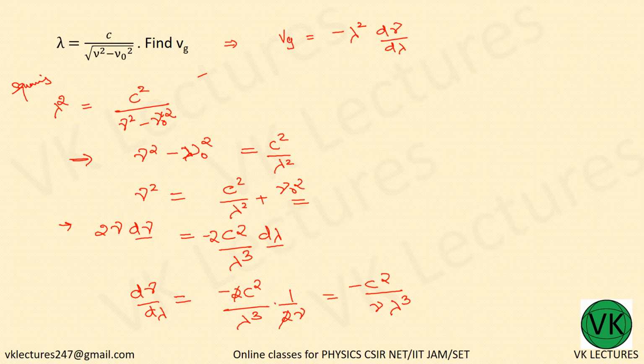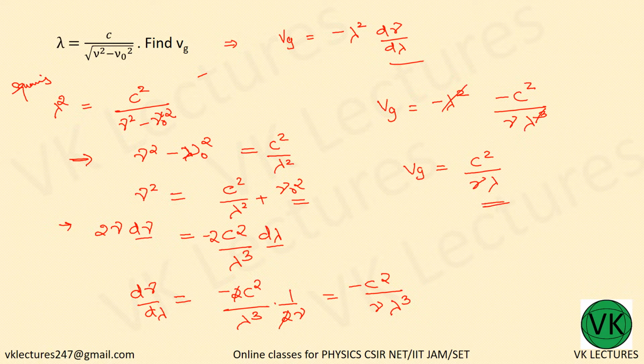Fine. So now let us write Vg. Vg is equal to minus lambda square. Now what is d nu by d lambda? Minus c square divided by nu lambda cube. Lambda square, lambda get cancelled. Minus and minus get cancelled. Vg is equal to c square divided by nu lambda.